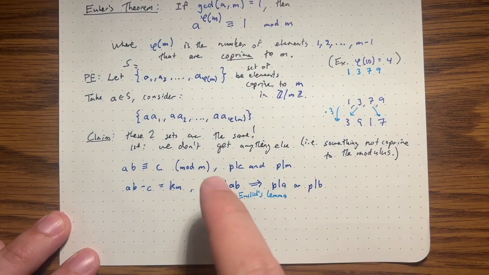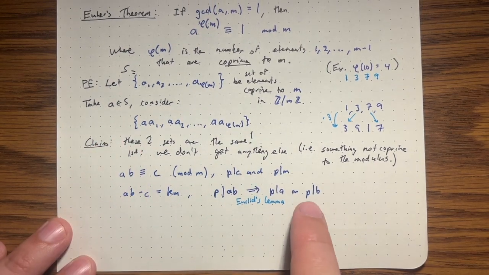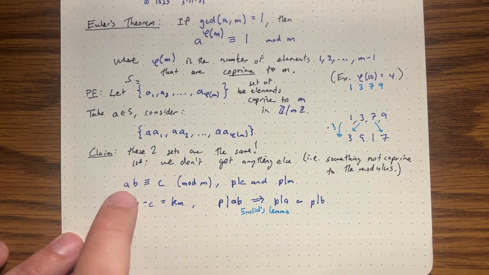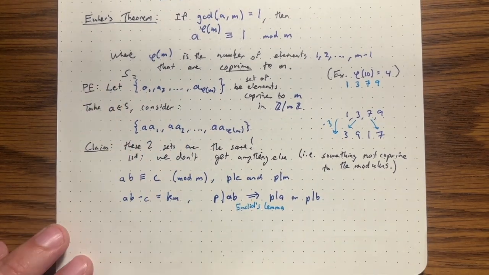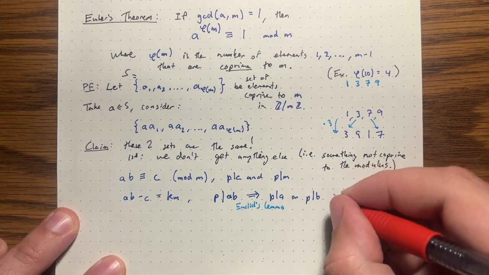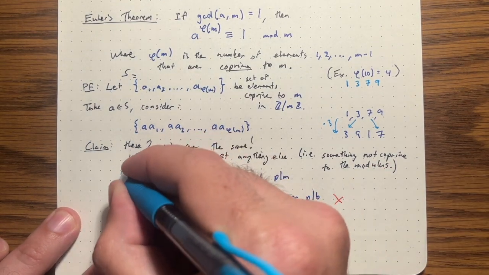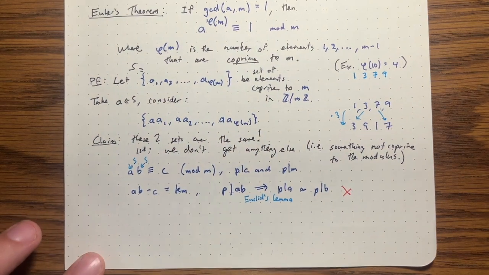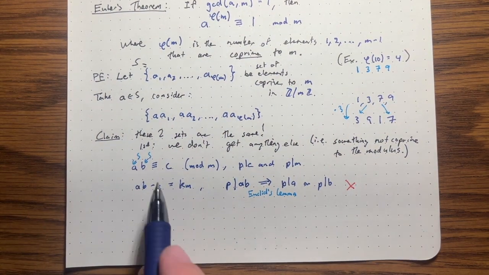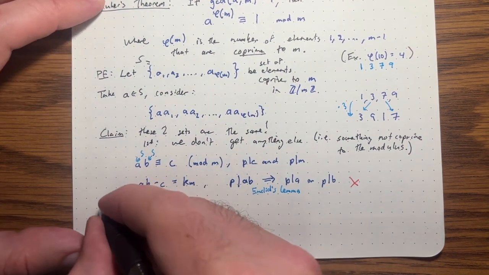What does that mean? It means that A and B were not coprime with M to start with, right? But we took them from S. So that's our contradiction. We took these from S. So that shows we can't get anything else. What's the second thing we want to show?